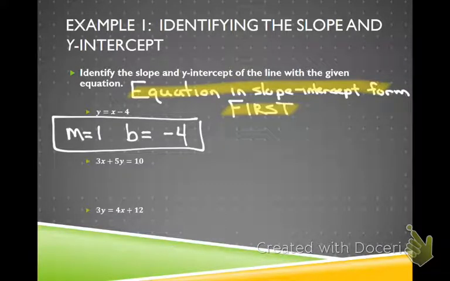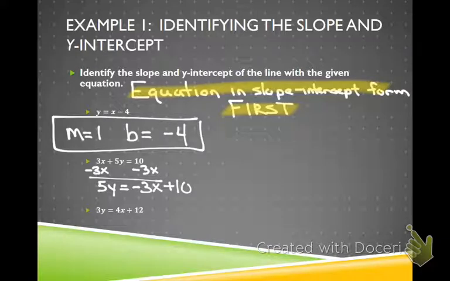Okay, so 3x plus 5y equals 10. What I'm going to do is solve for y. So I need to move what's not connected to the y term first. How would I move 3x to the other side? Subtract it. Subtract 3x from both sides. And then 5y equals, what term comes first in slope-intercept? Negative 3x. You've got to watch that sign. Negative 3x plus 10.